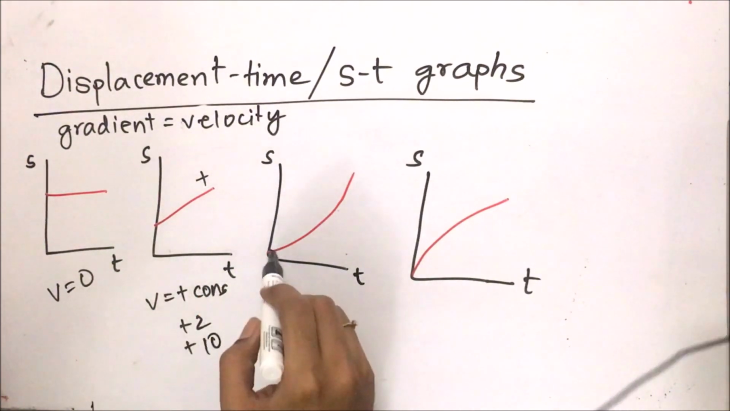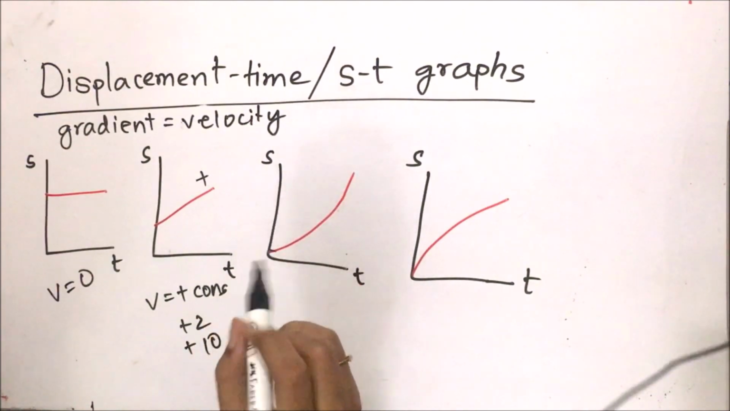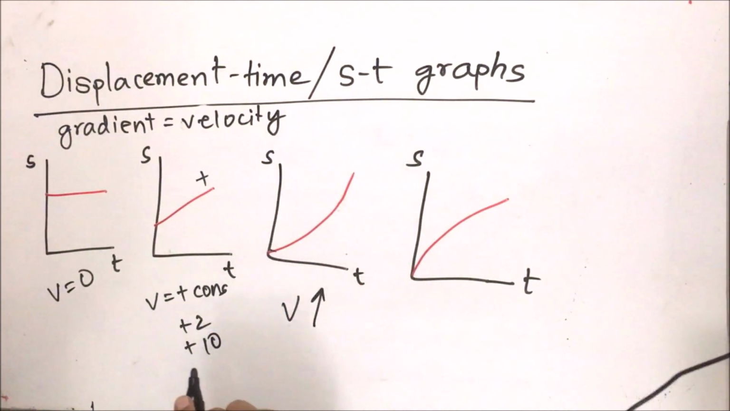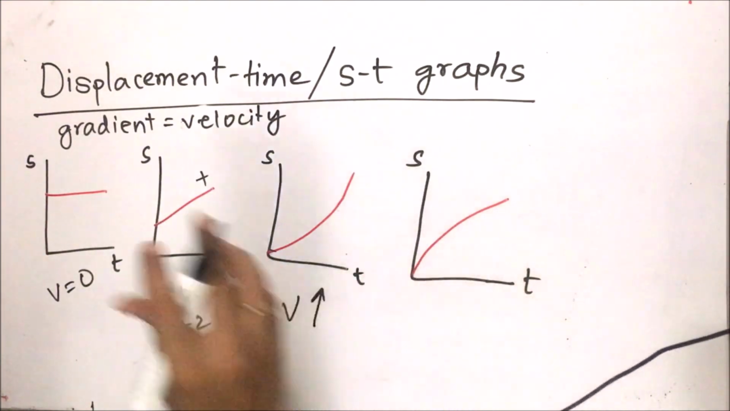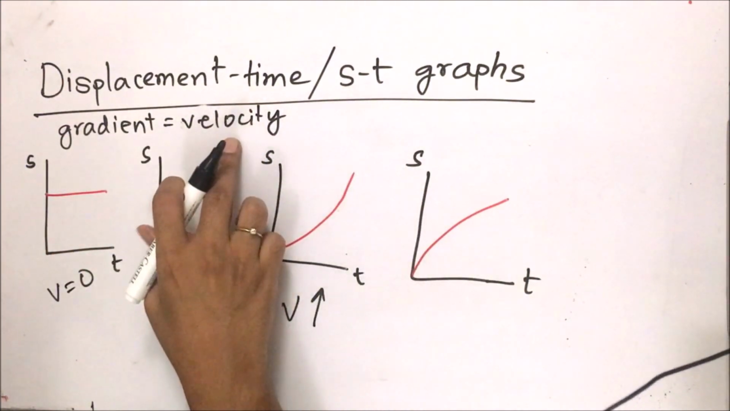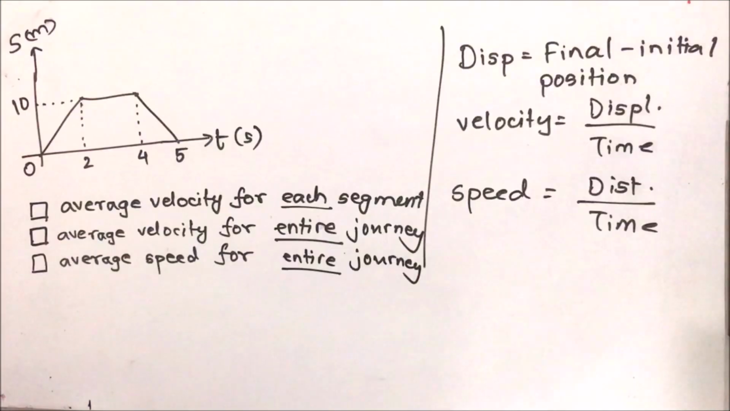In this diagram, the gradient or the steepness is increasing, it is getting steeper, so the gradient is increasing, so the velocity is also increasing. In this diagram, the steepness is decreasing, so the gradient is decreasing, and gradient of displacement time graph means velocity, so the velocity is also decreasing. This is a basic idea of how to interpret a displacement time graph.